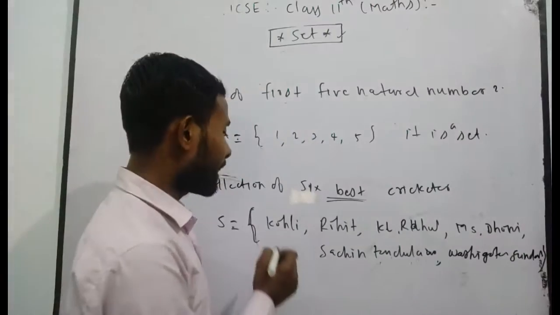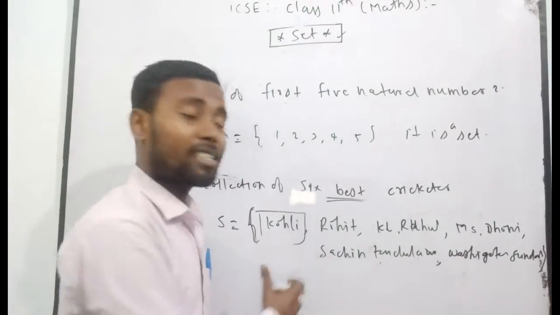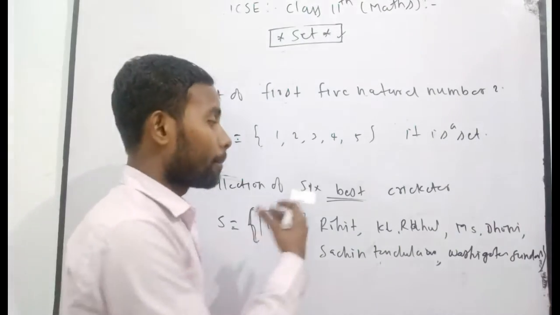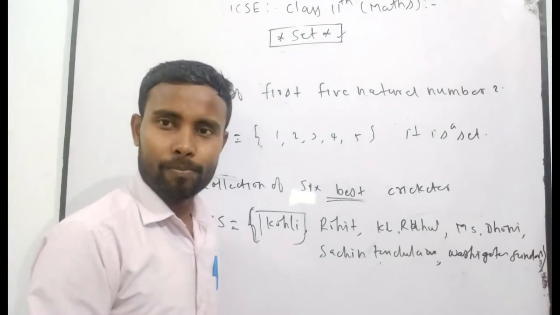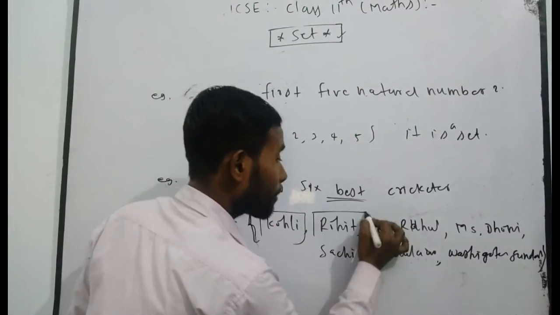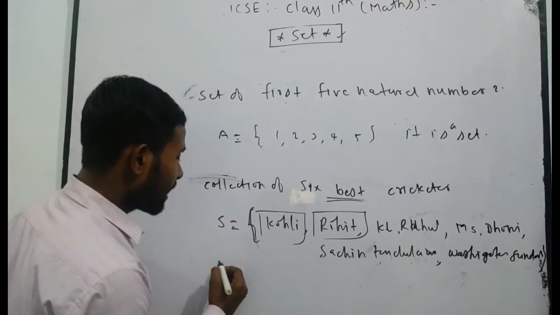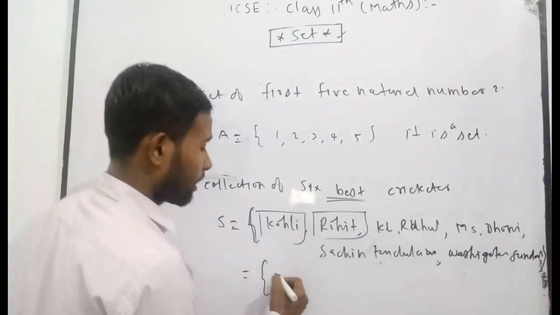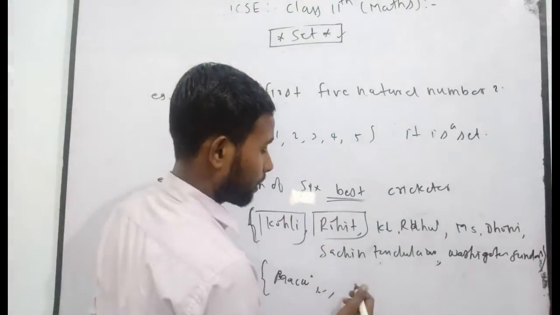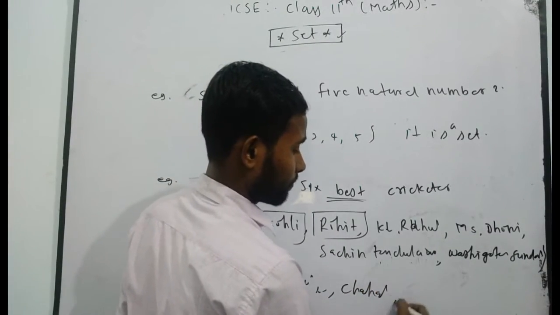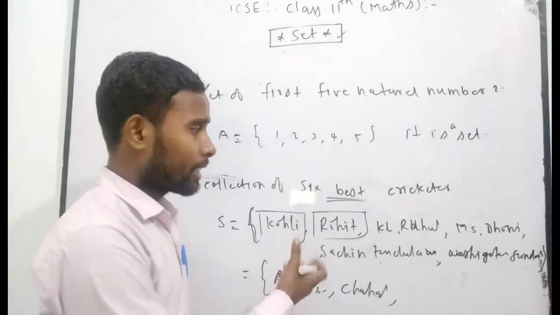There is a simple reason. Maybe Kohli is the best cricketer for a particular person, but for every person, Kohli is not the best cricketer. Rohit Sharma is not the best cricketer. Suppose that in India, some persons select definitely Badminton, Maculum, another person Chahal. Maybe for another person, a different person is the best cricketer.